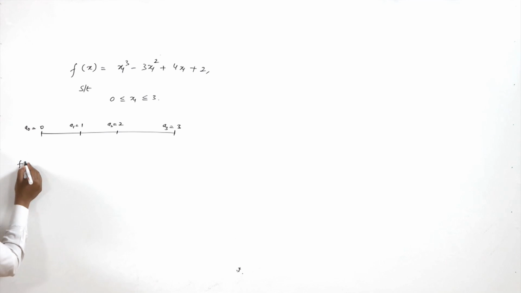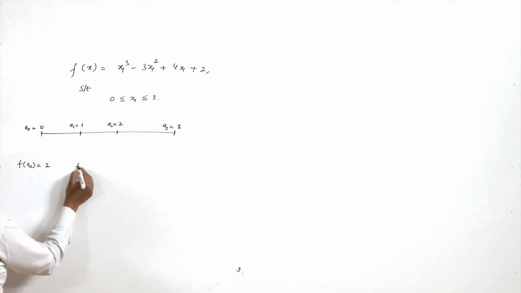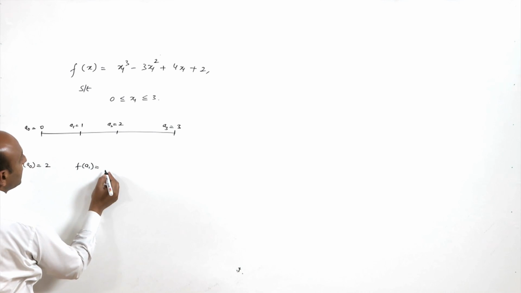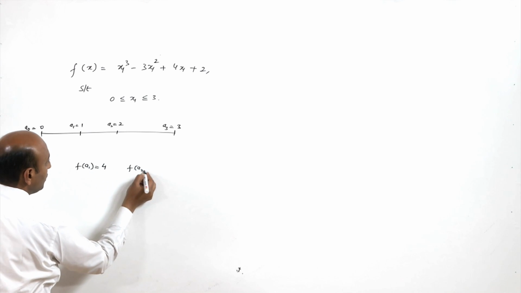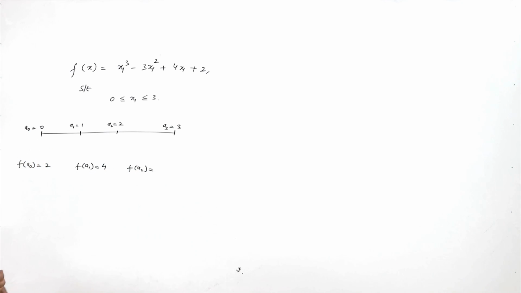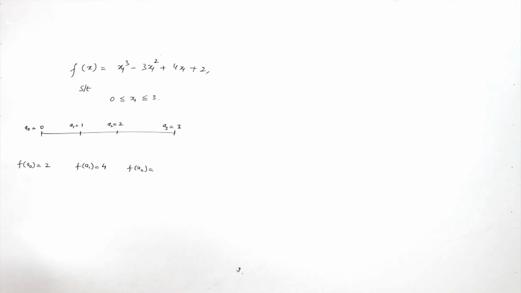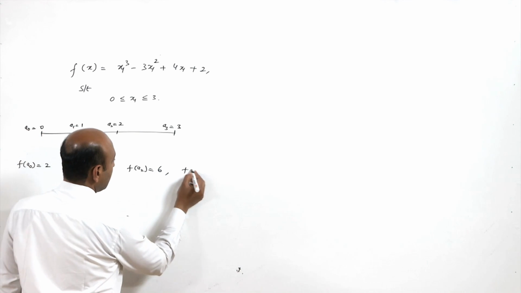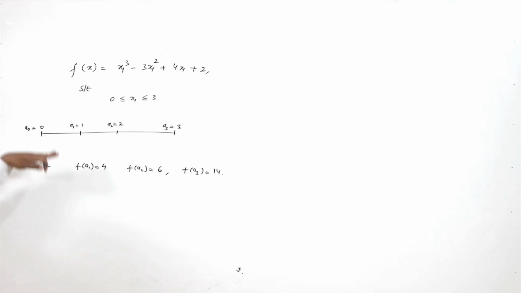So, what is f(a0) then? f(a0), you substitute it over here, so it will be 2. What is f(a1)? f(a1) is here, you can simply see it is 6 plus 1, 7, 7 minus 3 is 4. And what is f(a2)? f(a2), you substitute a2, x1 equal to 2. So, when you substitute x1 equal to 2, it is 8, 8 plus 2, 10, 10 plus 8 is 18, 18 minus 12 is 6, and f(a3) is 14. So, these are the values we obtain.